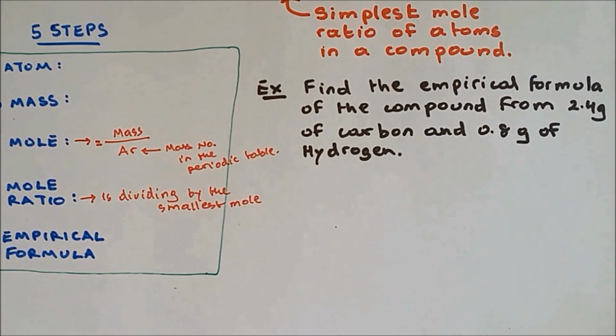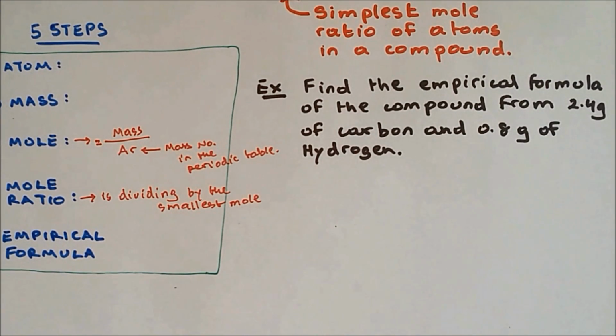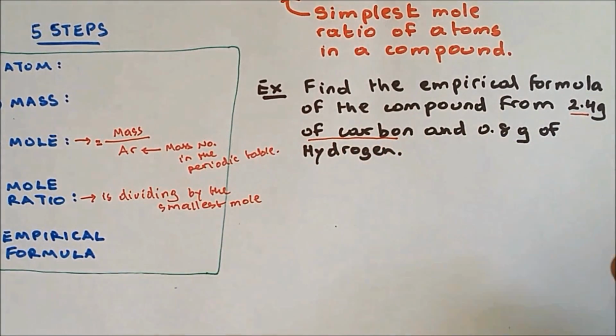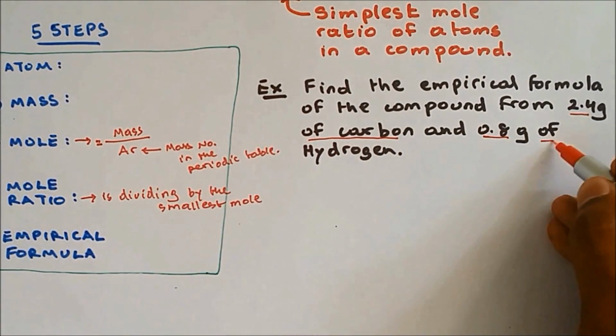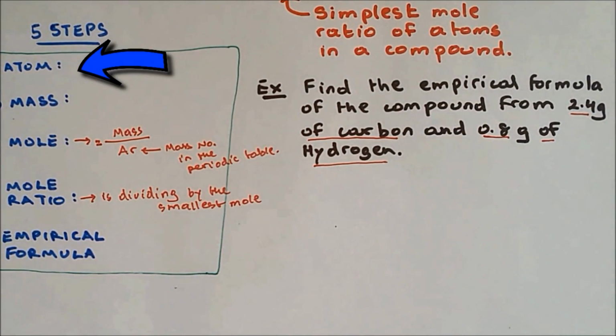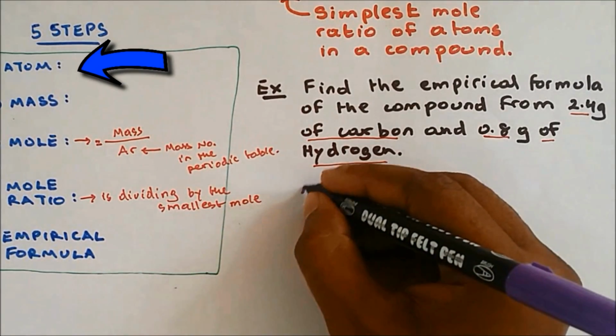Okay, so let's try this question. Find the empirical formula of the compound from 2.4 gram of carbon and 0.8 gram of hydrogen. So the key numbers over here are 2.4 gram of carbon and 0.8 gram of hydrogen. So let's apply the 5 steps. What's the first thing that we have to do is to write the atom.